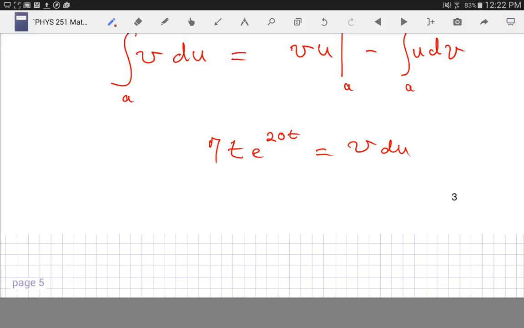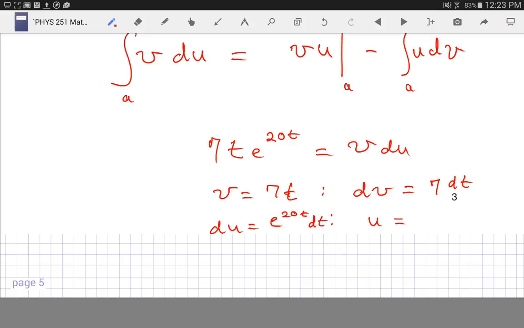Which one? The 7t. So I'm going to set v equals 7t. So that means that dv, in this case my brain was going on to the d before I finished writing the t. So dv will be equal to just 7 dt. And that leaves du is equal to e to the 20t dt. So to get u, I have to integrate that.